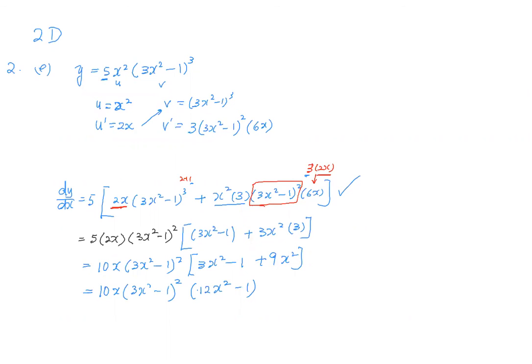They didn't factorize. You see or not? I factorize. Why do we need to factorize? Because sometimes you need to work out the stationary point. You want to equate it equal to 0.